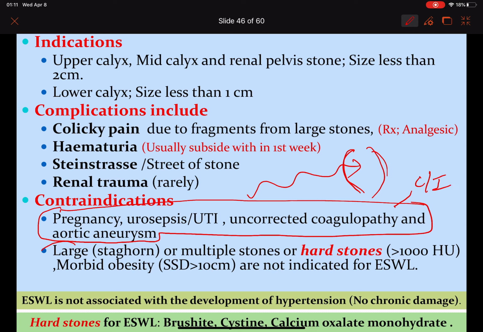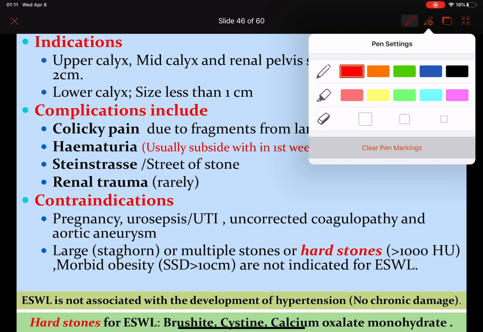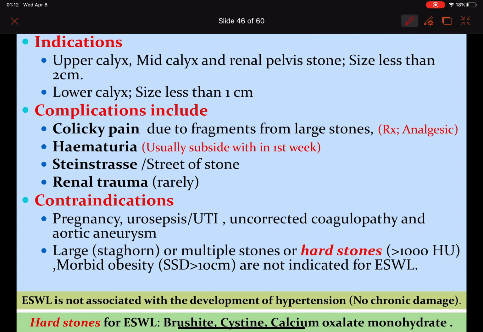But for the lower calyx part, we do it, and then the clearance will be hampered. That's why some are relative contraindications and some are absolute. These are absolute contraindications. Don't do it. Okay, just remember the hard stones. This is important. Commonly asked.